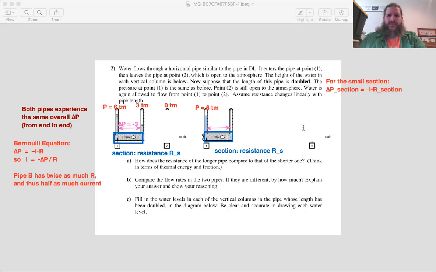So that's how much pressure we're losing. And we started at 6 tick marks. If we lose 1.5, what are we now at? 4.5. Yeah, so that would be the pressure in the second standpipe, 4.5 tick marks. So we could draw the water in that one rising up to 4.5 tick marks.